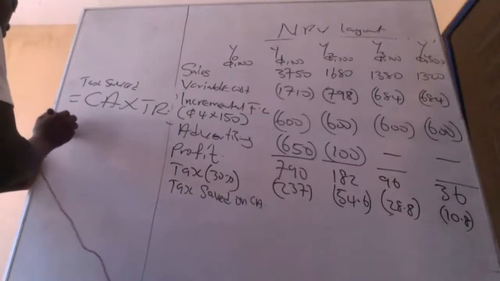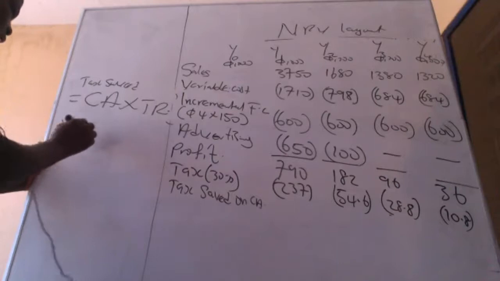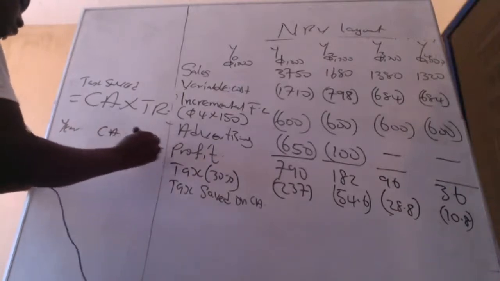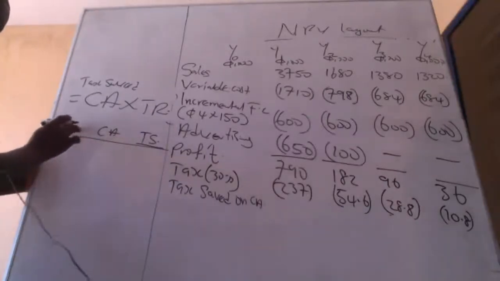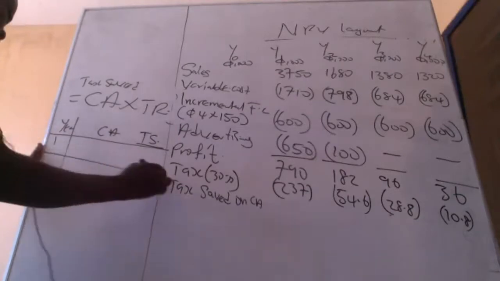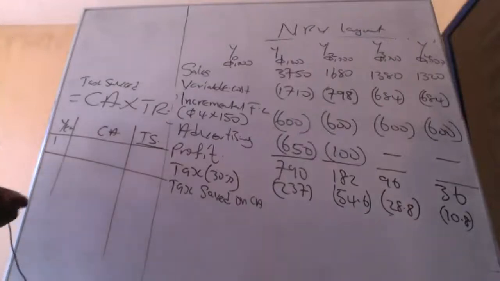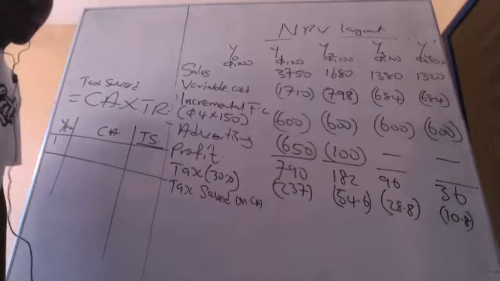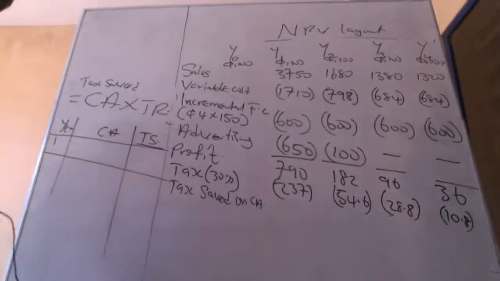Now, what you do is this. You put a year here, and then you put your capital allowance and tax saved in a nice table. Let's see how the table looks like. Year one. In fact, if you're using the reducing balance method, don't even worry yourself. Please, which session? The capital allowance.